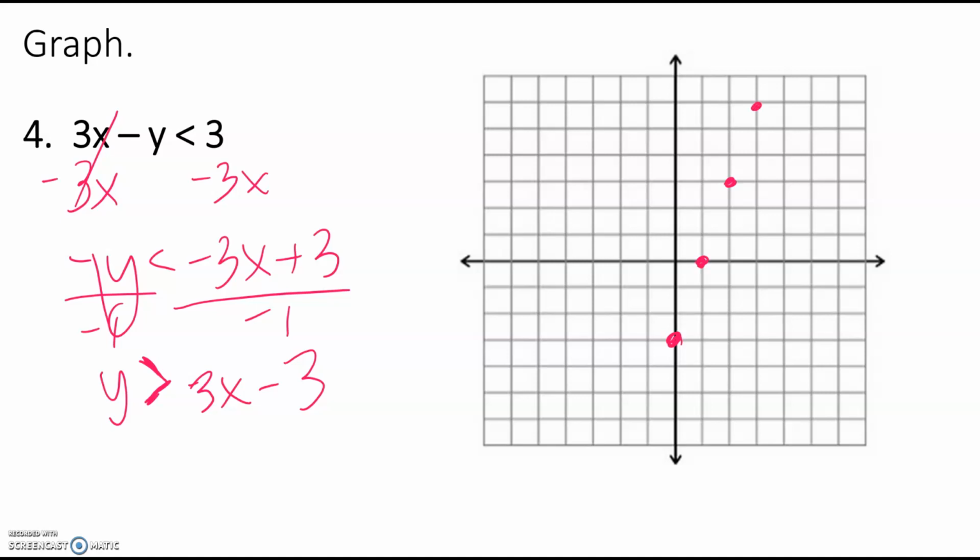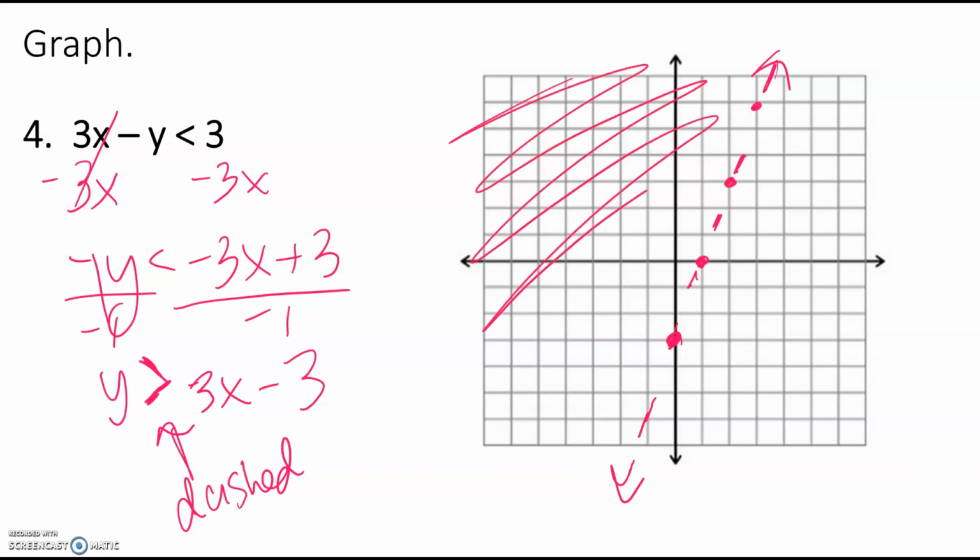Now remember to look and see whether you're going to have a solid or a dashed line. So this one's dashed because I do not have that or equal to. And then I just need to figure out where to shade. Okay, this one says I am greater than the line. Again, I suggest you pick a point. If you already know, you can go ahead and shade it in. But remember, the point is the best way to check that it is greater than that line.